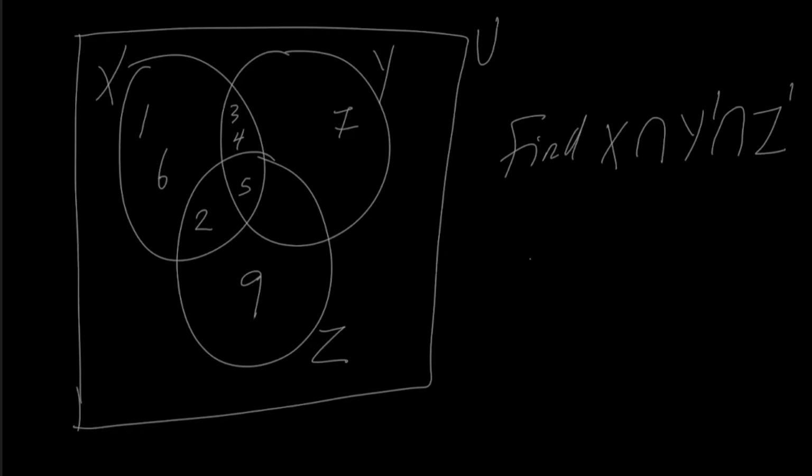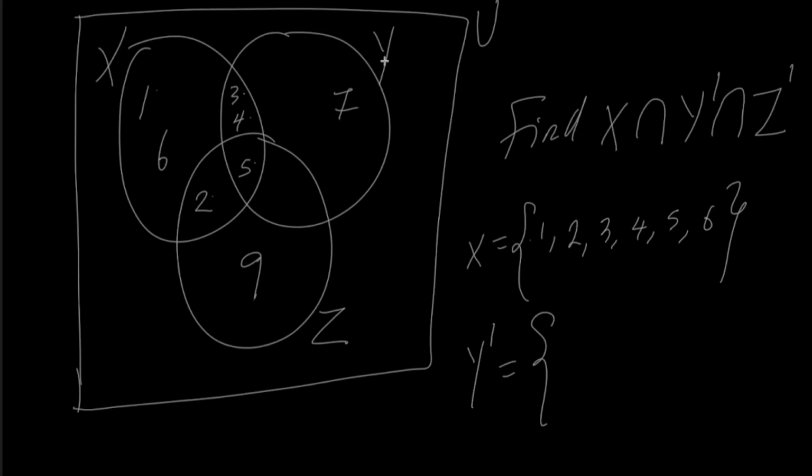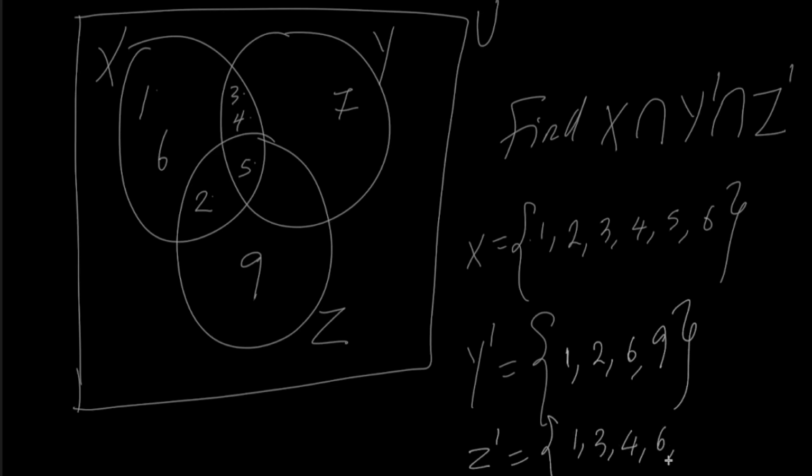This is another Venn diagram. We are asked to find this. The first thing we need to do is to find this, that is 1, 2, 3, 4, 5, 6. That is this, this, and this, everything within X. Then Y complement is everything outside Y. That is 1, 2, 6, and 9. The next one is Z complement, everything outside Z. That is 1, 3, 4, 6, 7.